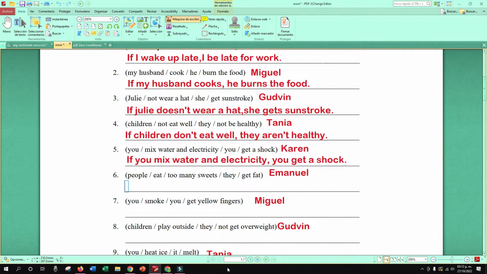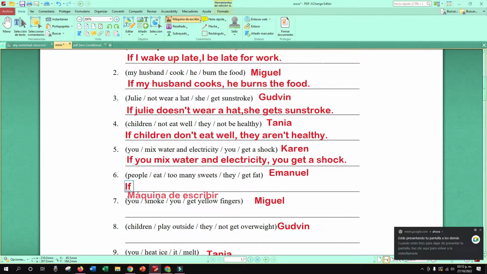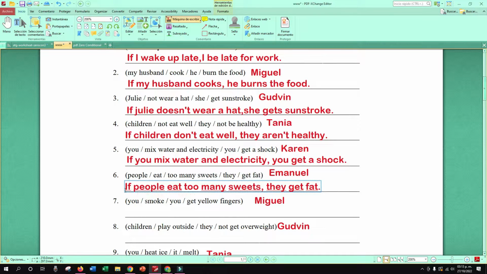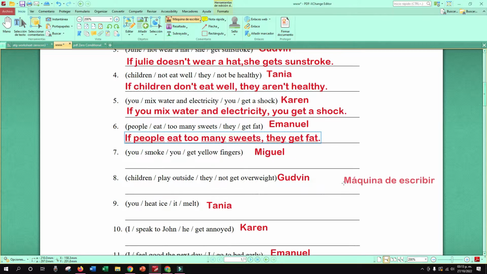What about this one, Emmanuel? If people eat too many sweets, they get fat. If people eat too many sweets, comma, they get fat. Perfect. So if people eat too many sweets, comma, they get fat. So you have the if clause, the main clause. Perfect. Very good, Emmanuel. Thank you.